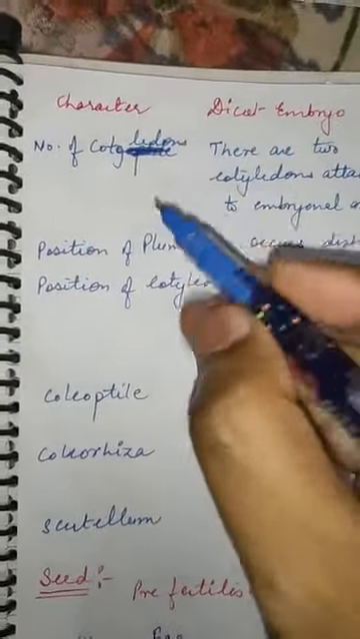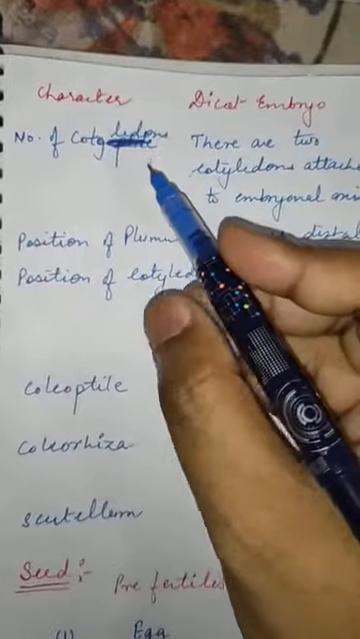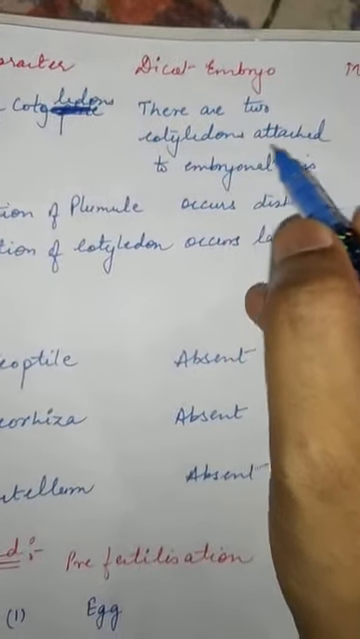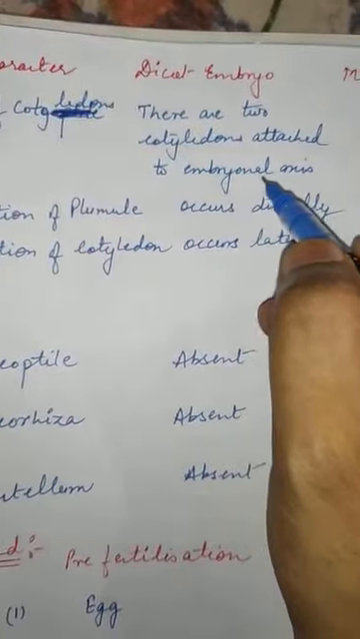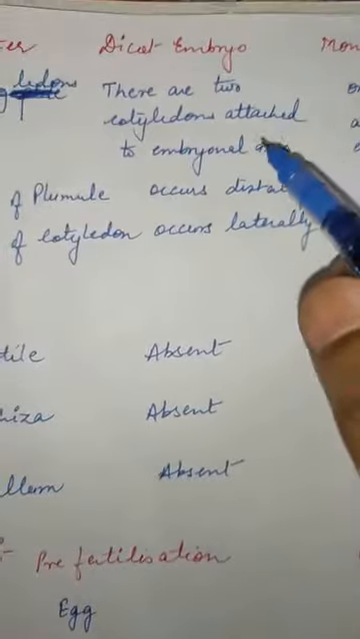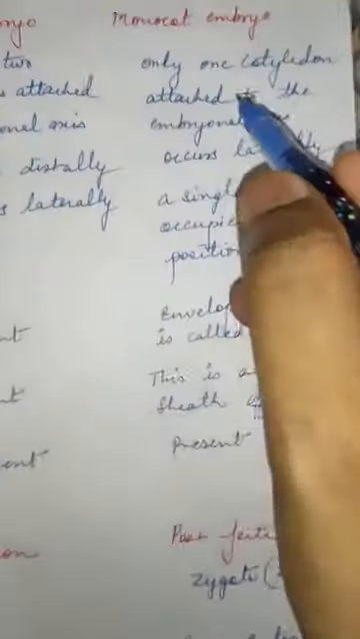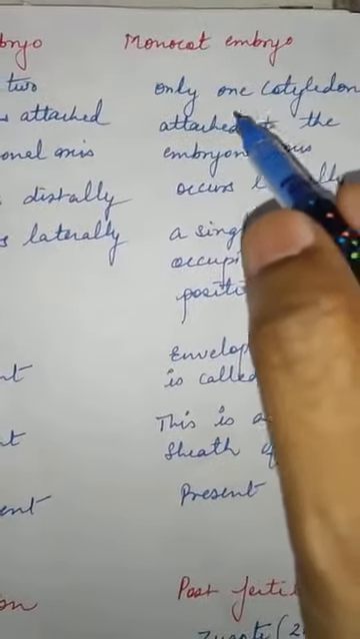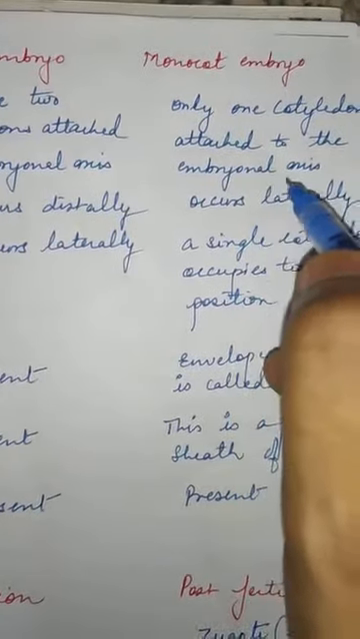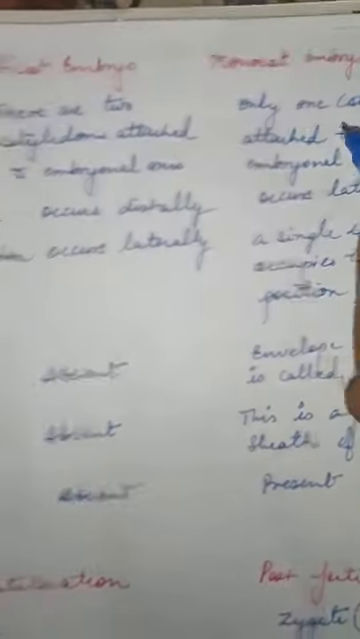The first is the number of cotyledons, right? There are two cotyledons attached to the embryonal axis in a dicot embryo. कितने cotyledons होंगे यहाँ पर? दो cotyledons हमें देखने को मिलेंगे. Then in the case of a monocot embryo, only one cotyledon is attached to the embryonal axis, right?